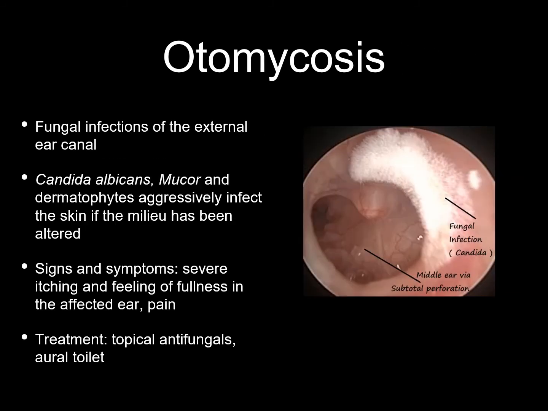Otomycosis is a fungal infection of the external auditory canal which is caused by Candida albicans, mucor, and dermatophytes that aggressively infect the skin if the milieu has been altered, which is seen in immunocompromised patients. Signs and symptoms include severe itching and feeling of fullness in the affected ear, as well as otalgia. The treatment is topical antifungals and aural toilet. This is an otoscopic exam of a patient showing a cottony white colony which is seen in otomycosis.